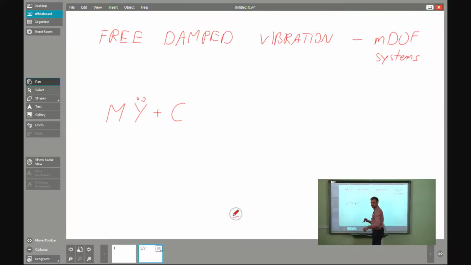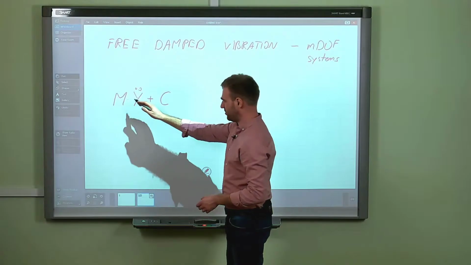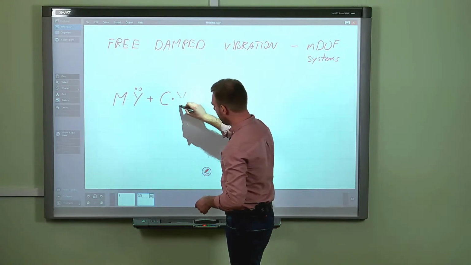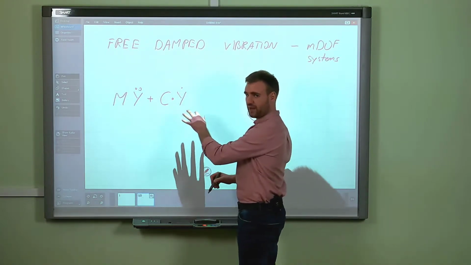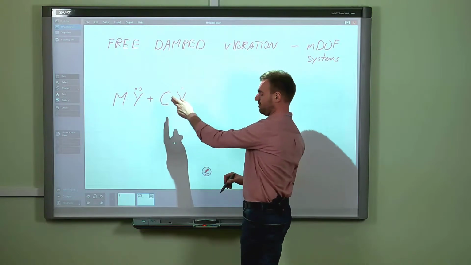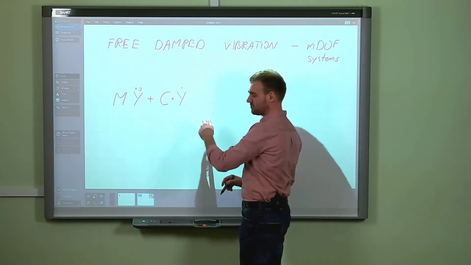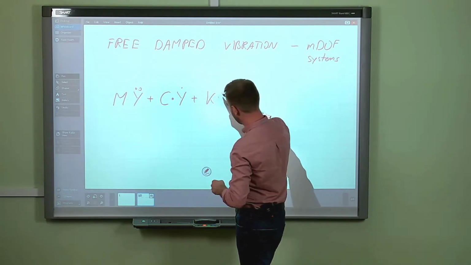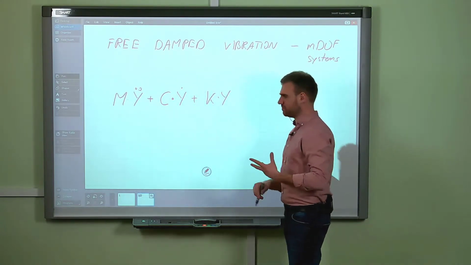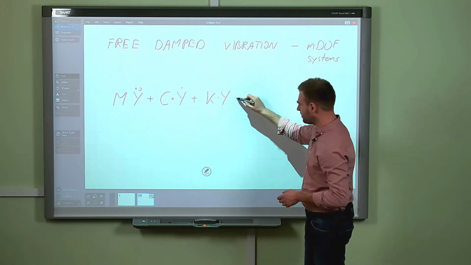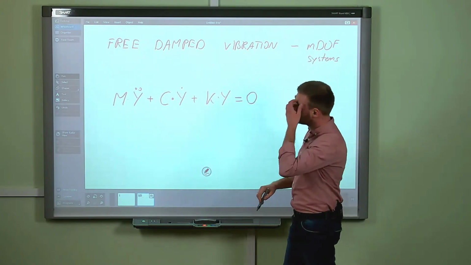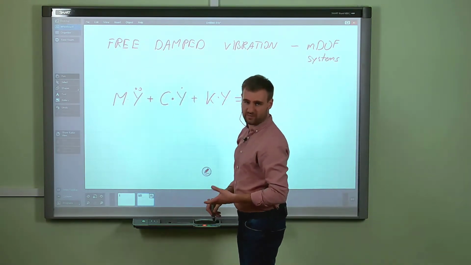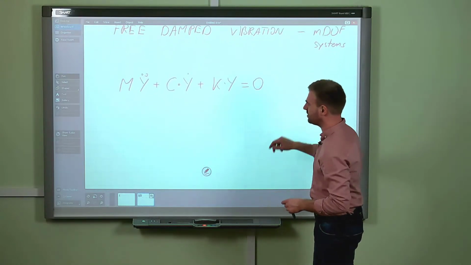Here we have the inertia force, like always, the inertia matrix times acceleration, plus the influence of damping, I mean the damping matrix times the velocity vector, and plus k times y, I mean the vector of the restoring force, and everything will be equal to 0 because we are speaking about the free vibration, I mean without the excitation.